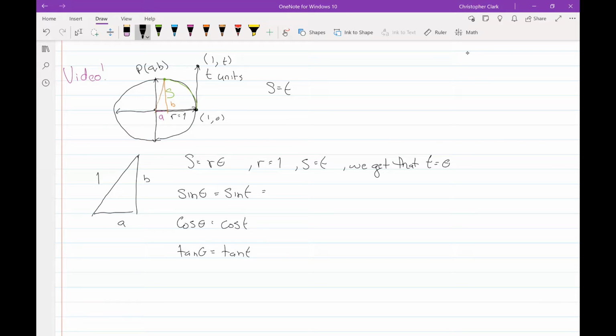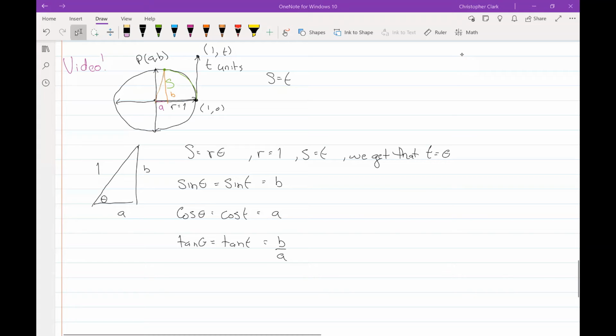Now, sine is opposite over hypotenuse, and this theta in question is right here. So this is b over 1, which is b. Cosine of t is adjacent over hypotenuse, so this is a, and the tangent is opposite over adjacent, so this is b over a, right? Given the way I've written it, I have to make sure that a is not equal to 0.